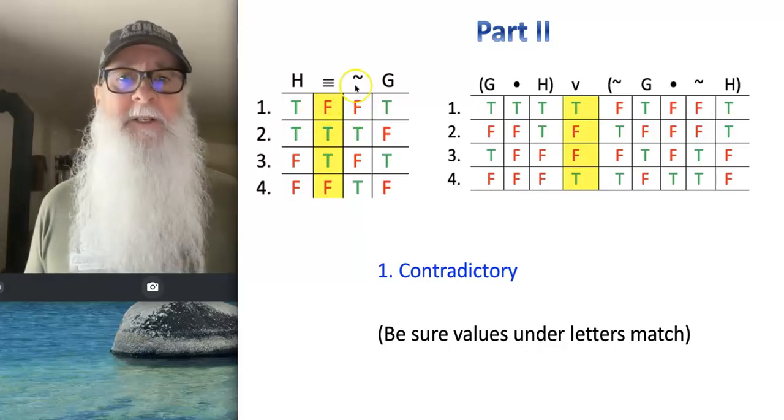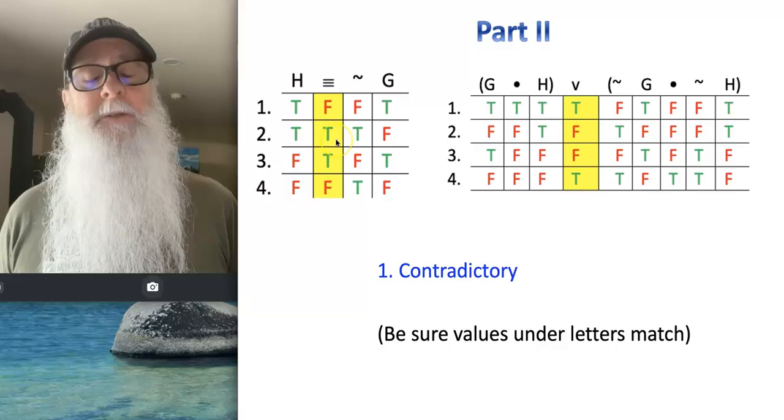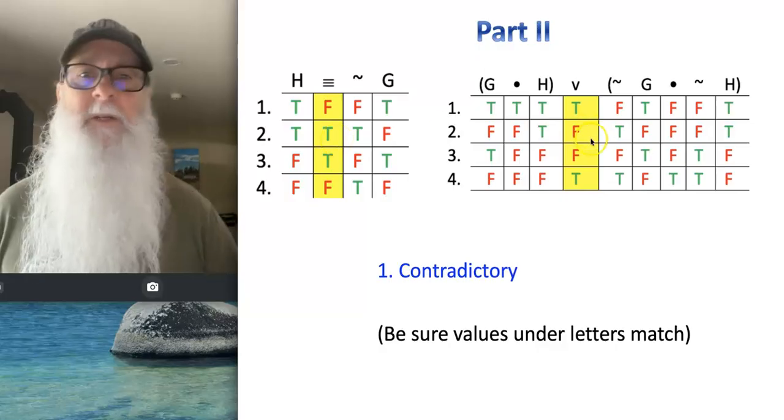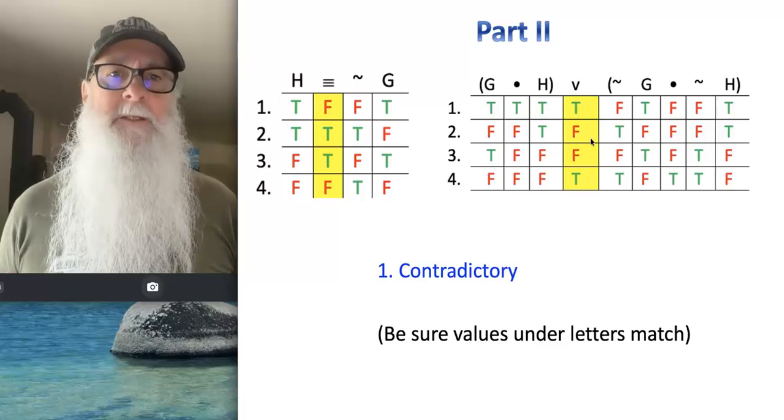And we can see that, for example, on line 1, our first statement is false, and the second statement is true. And on line 2, the first statement is true, and the second statement is false. And it follows that pattern of opposite truth values all the way down to the bottom, making these statements contradictory.